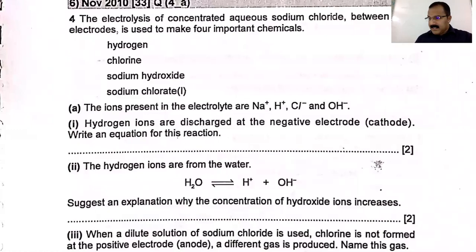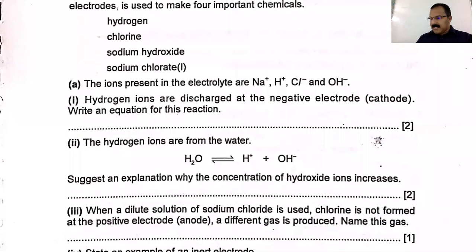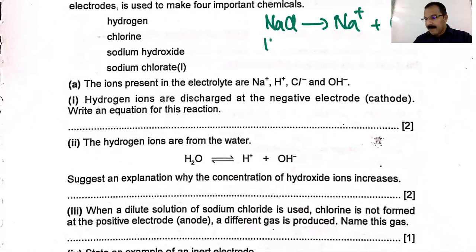Electrolysis of concentrated aqueous sodium chloride between inert electrodes is used to make 4 important chemicals: hydrogen, chlorine, sodium hydroxide, and sodium chloride. Ions present are Na+, H+, Cl-, OH-. How and where do you get this? Because aqueous sodium chloride is concentrated. Sodium chloride is a strong electrolyte. It splits up into Na+ and Cl-. H2O is a weak electrolyte. It will split up. That's why we are using reversible arrows, right? So you get H+ plus OH-.